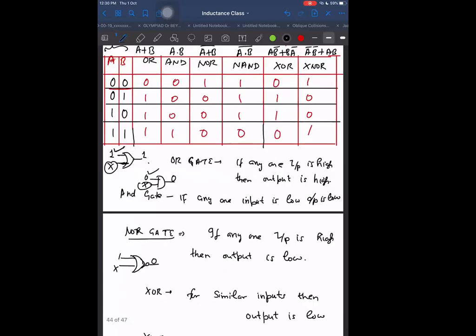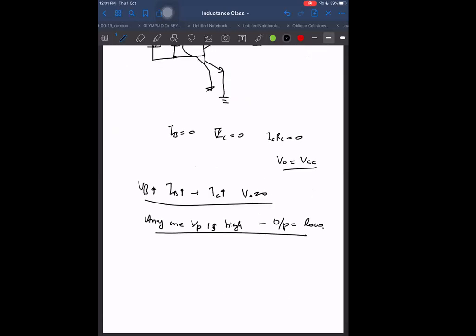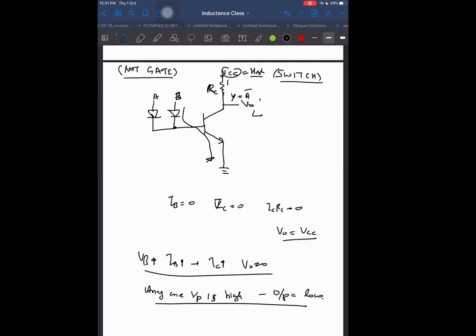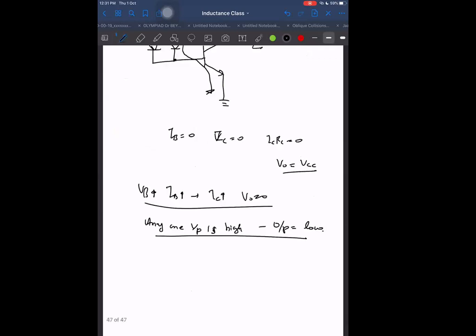Yes, correct. It is behaving like a NOR gate. So we are able to convert this NOT gate. It was a NOT gate, but now it is not a NOT gate. Now it is becoming a NOR gate. With just this minor change, it becomes a NOR gate. So the transistor with the diodes added together can act like other gates also, like NOR gate, NAND gate.